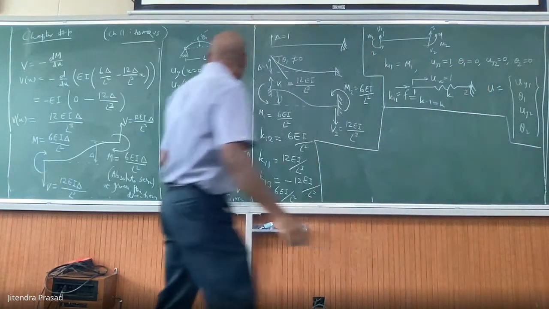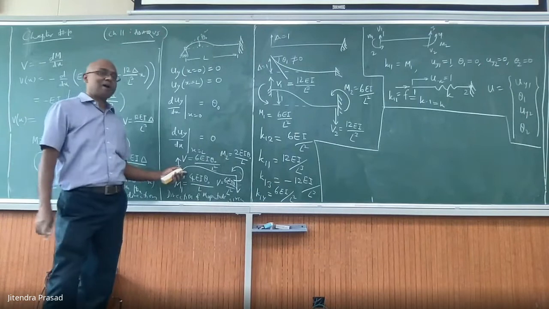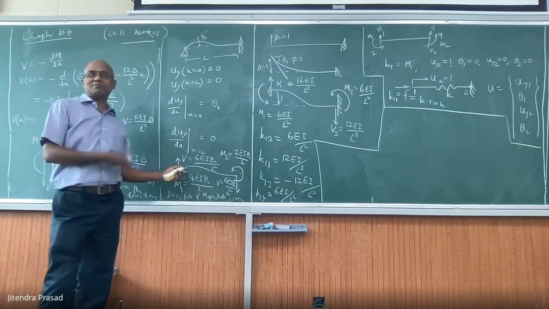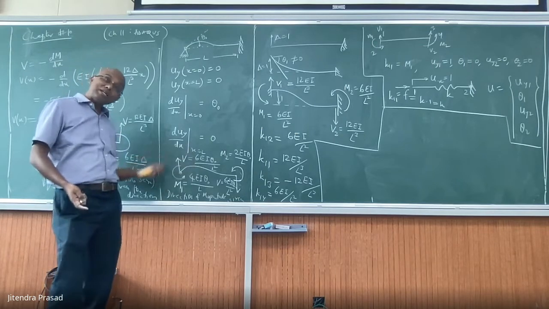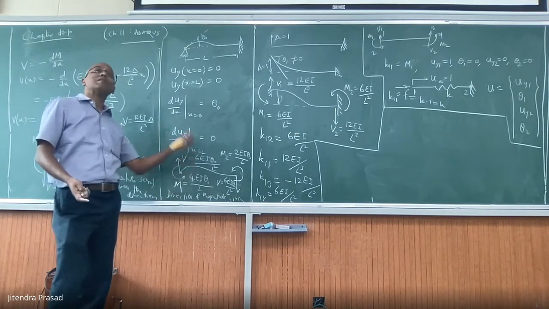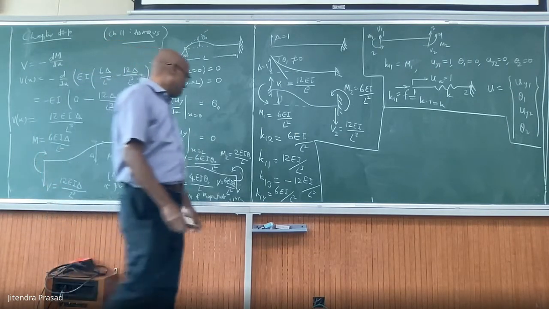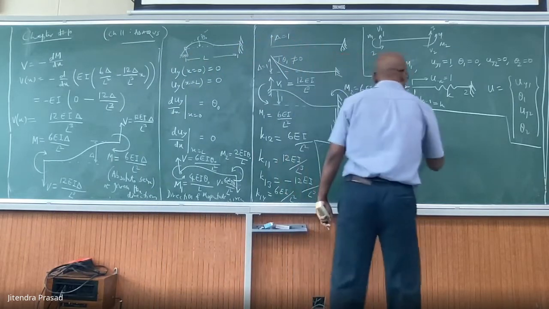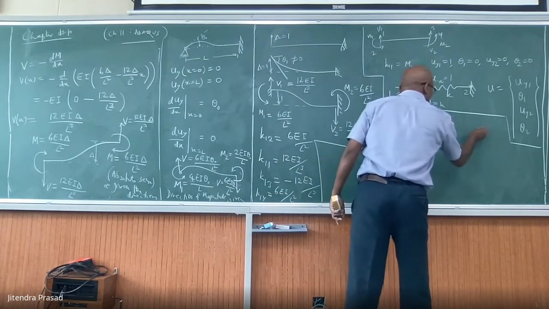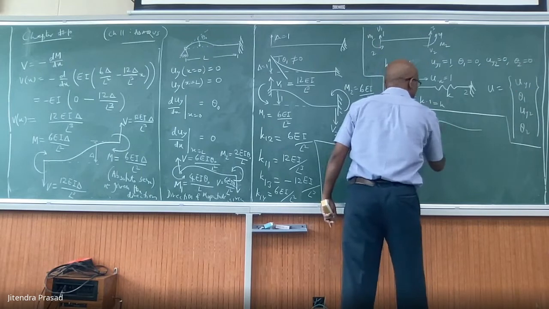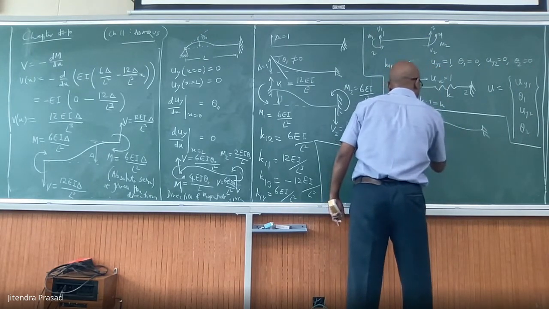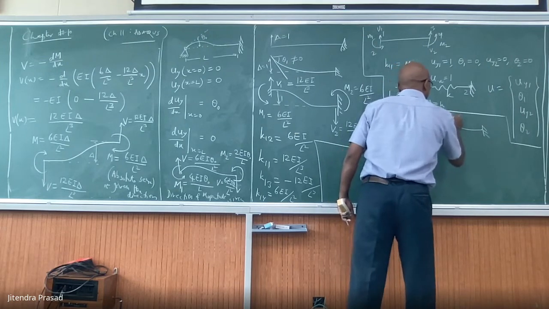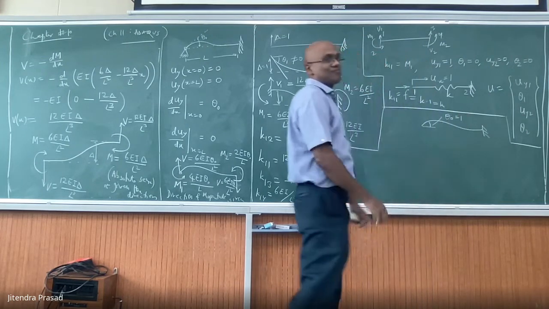Now you understand why we got this. Yeah, for a reason. Now we are going to do along the second degree of freedom. We are going to apply theta naught is equal to 1.